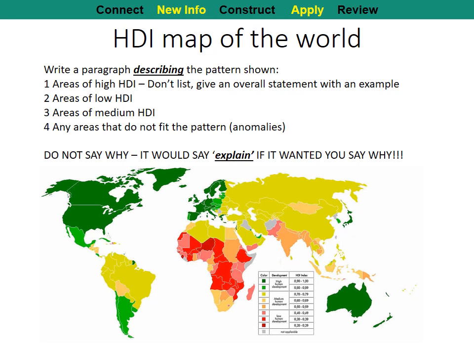So you do not say why. You don't need to say why the countries are green, why they're red, why they're yellow. That isn't what this question is asking you. It just wants to know whereabouts they are. What's the pattern that the colours on the map are demonstrating to you? If the question wanted you to say why most of North America was dark green, it would say explain the pattern shown, and it doesn't say that. It just says describe. It just wants you to identify where things are in the world.